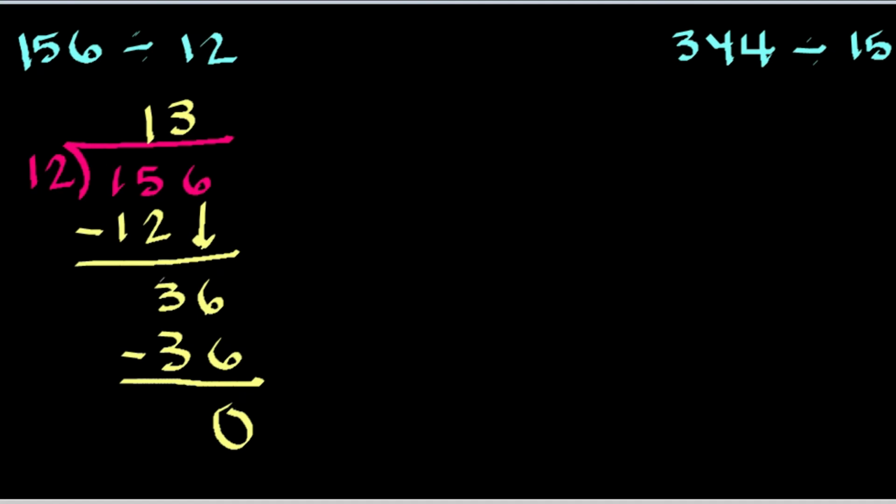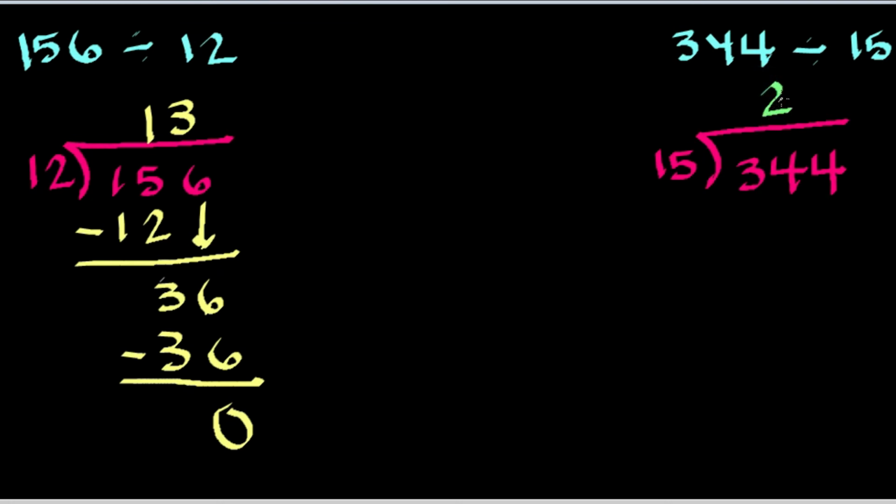I'm going to work on a second example. Here we have 344 divided by 15. I am going to rewrite it like I did before. 15 is my divisor. 344 is my dividend. And I'm going to start dividing. So here I have 3 divided by 15. I cannot do it because 3 is less than 15. So once again, I'm going to take the first and second digit. 34 divided by 15. That's going to be 2.